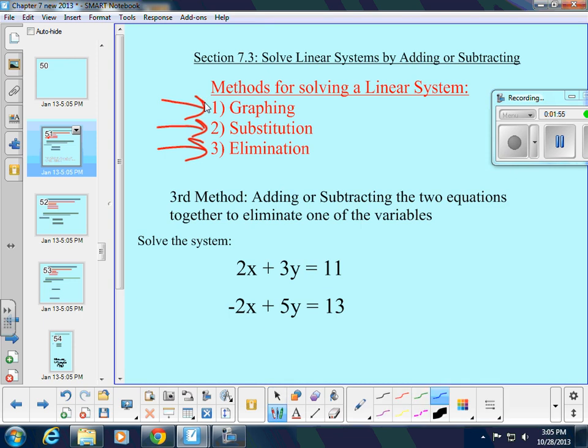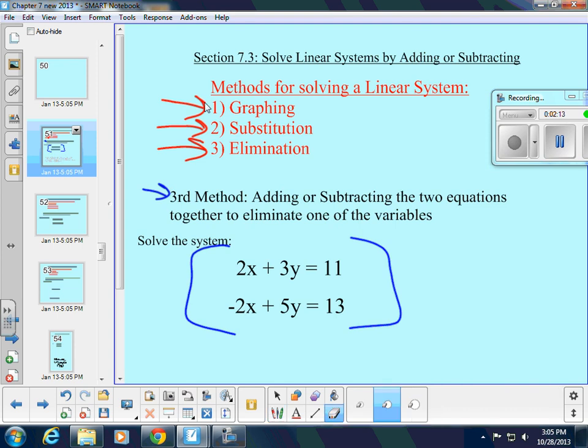So the third method here is that we're going to actually add or subtract these two equations together, and that will eliminate one of the variables. Again, that's why it's called elimination. We're going to look to eliminate one of the variables, either x or y. I have this system right here set up very well for elimination. This one's ready to go. We don't have to do anything special or different. I can show you the method right now for elimination.